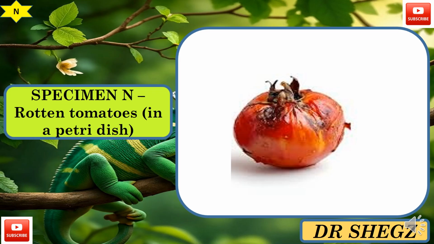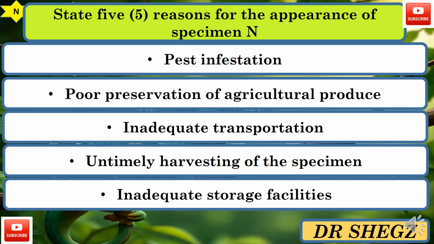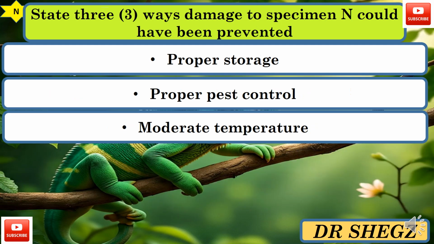Rotten tomatoes. It stinks just from the screen here. Now, rotten tomatoes in a petri dish. What are the reasons it's appearing like that? Pest infestation, poor preservation of the tomato, inadequate transportation, which makes it spoil quickly, untimely harvesting of the specimen, inadequate storage facilities. Three ways damage could have been prevented: proper storage, proper pest control, and moderate temperature.